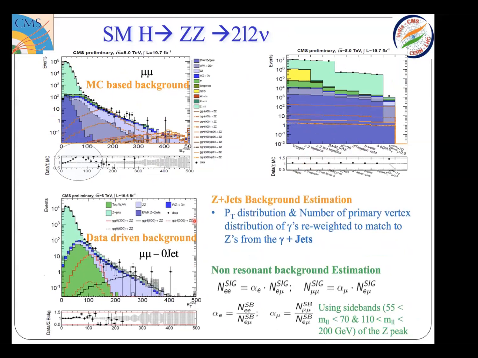Now, the data-driven background was mostly done for the 2 main ones. For Z plus jet, it was from the gamma plus jet sample, having larger statistics and similar kinematics. Of course, it was reweighted for the pT distribution and number of primary vertices. And for the non-resonant background estimation, the eμ sample came in handy, and it was scaled by the scale factors which were determined from the sidebands. There also the major backgrounds were done using data-driven methods, and the transverse missing energy looks to be in good agreement between data and the data-driven background.